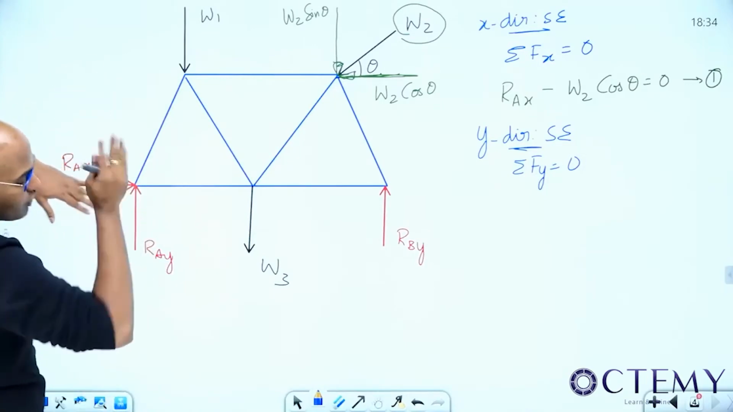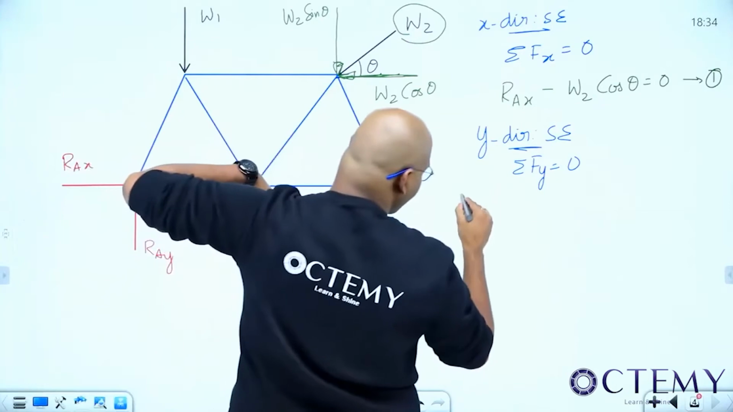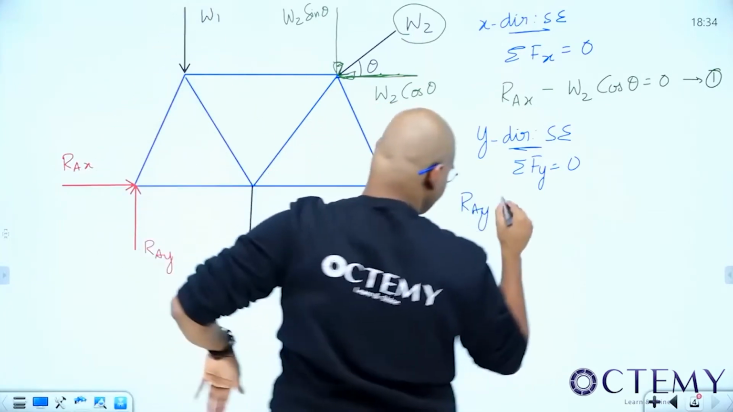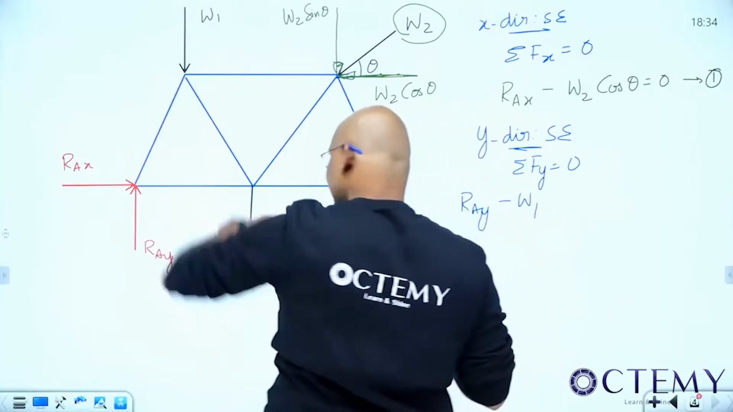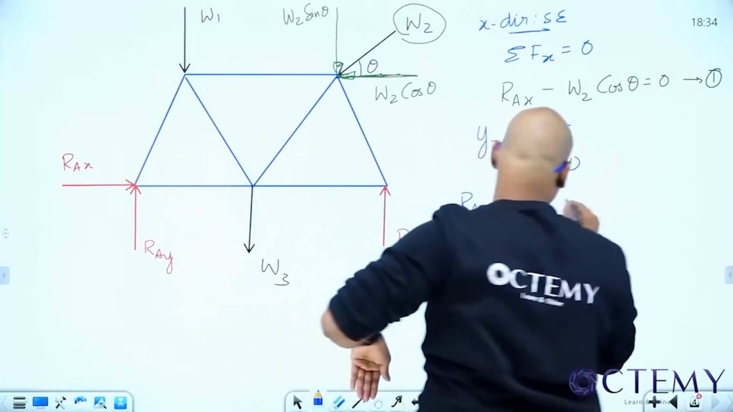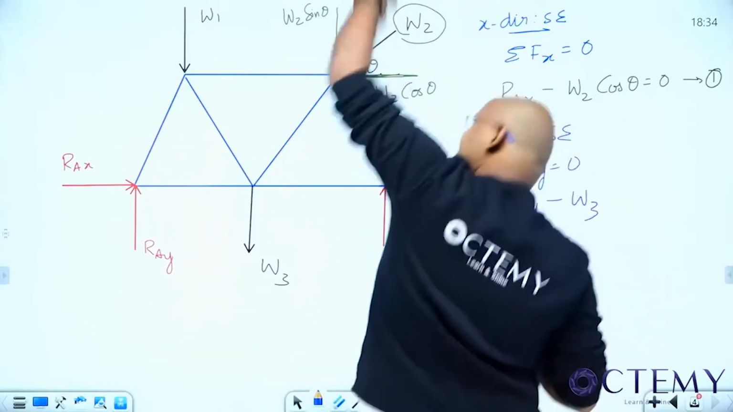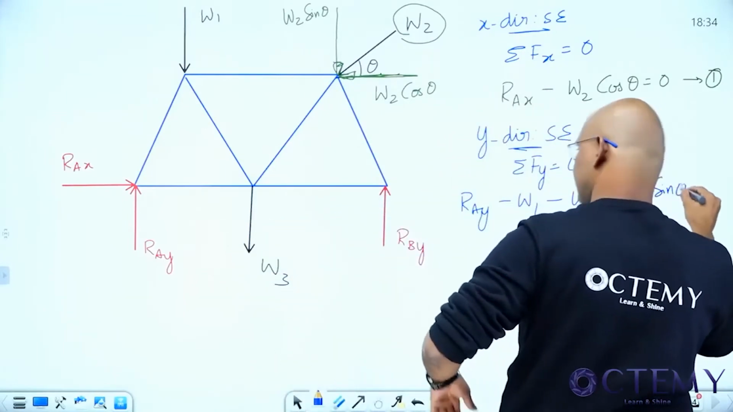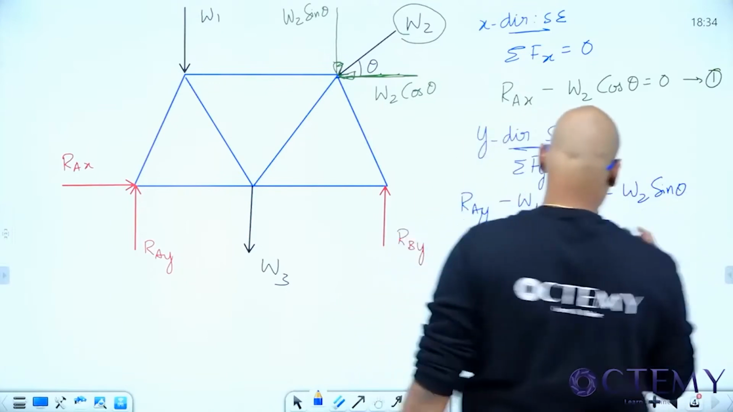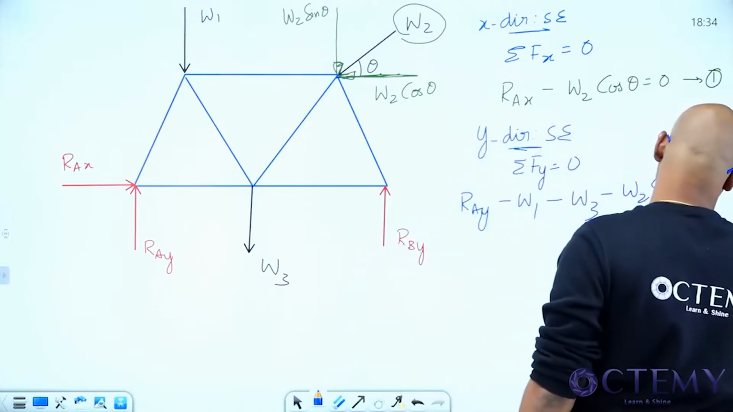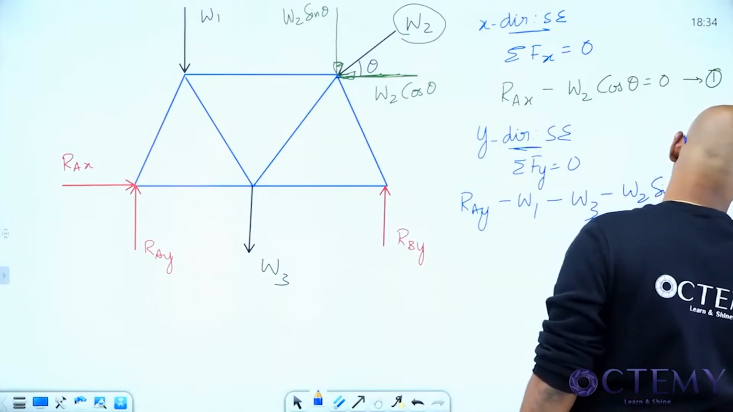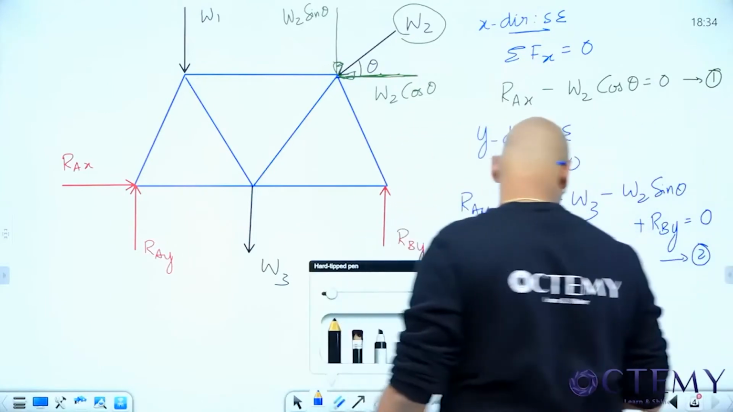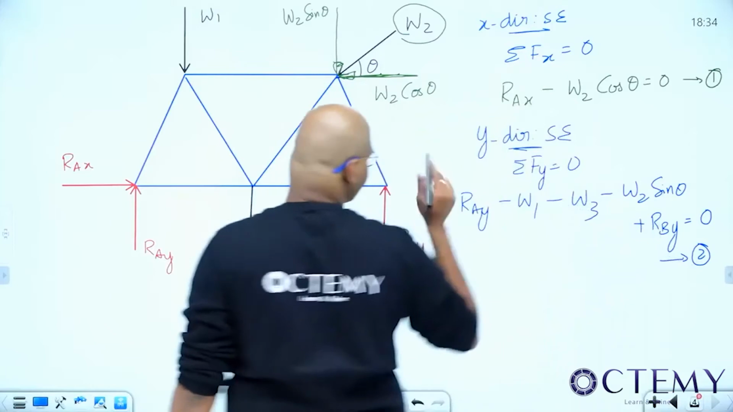RAY, upwards or downwards? Upwards. So plus RAY. Next, W1 downwards, minus W1. W3 downwards, so minus W3. W2 sin theta is also downwards, so minus W2 sin theta. Next, RBY is acting upwards, so plus RBY is equal to 0. Let us say this is equation number 2. X direction done, y direction done.